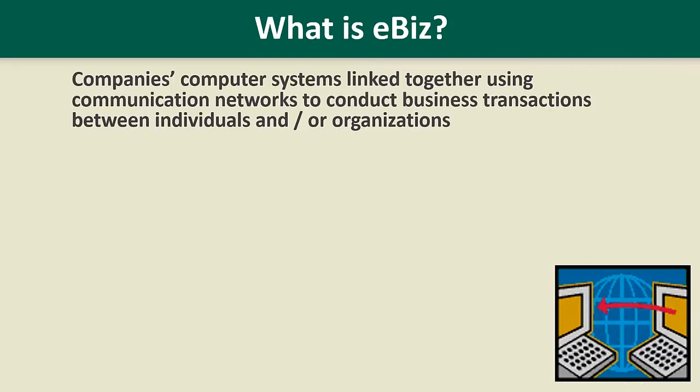So what is eBiz? Companies' computer systems link together using communication networks to conduct business transactions between individuals and/or organizations. Now first note that by linking computers together to communicate, we're introducing a whole new function into information systems. A standalone computer has two basic functions. It can store data and process data.